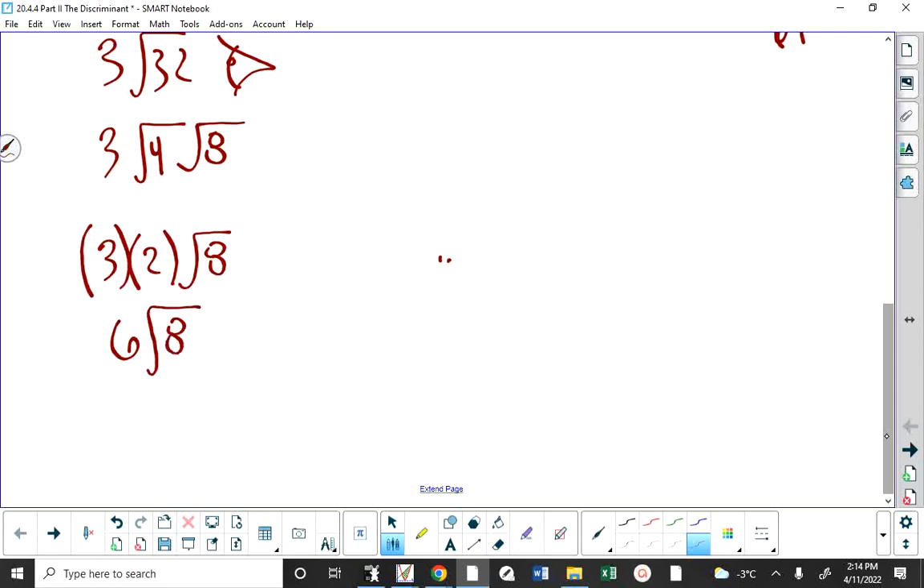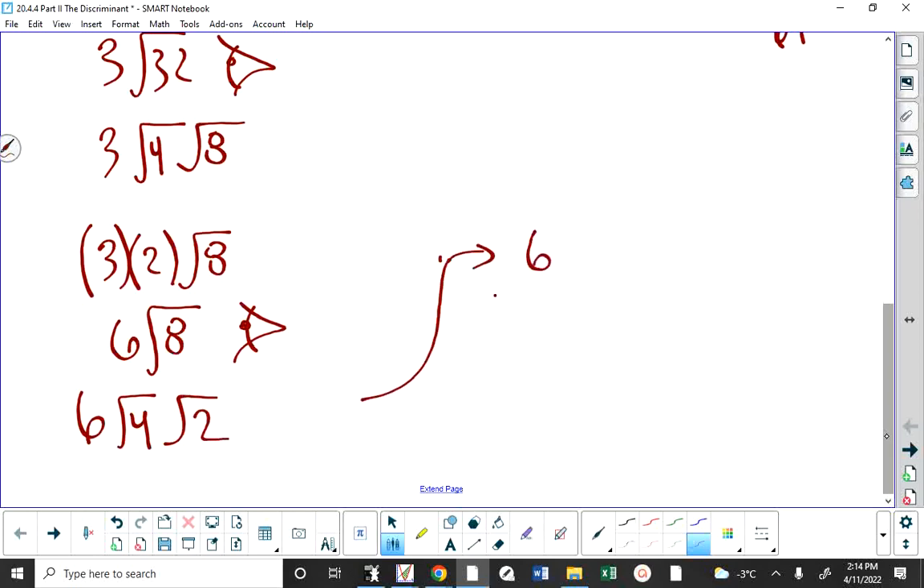And then, when you think you're done, eyeball the radicand again. Is there a number that divides into 8? 4. So we keep going, and now we have 6 times root 4 times root 2. That's 6 times 2, because root 4 is 2, times root 2, which gives me 6 times 2 is 12 root 2, and that's it.